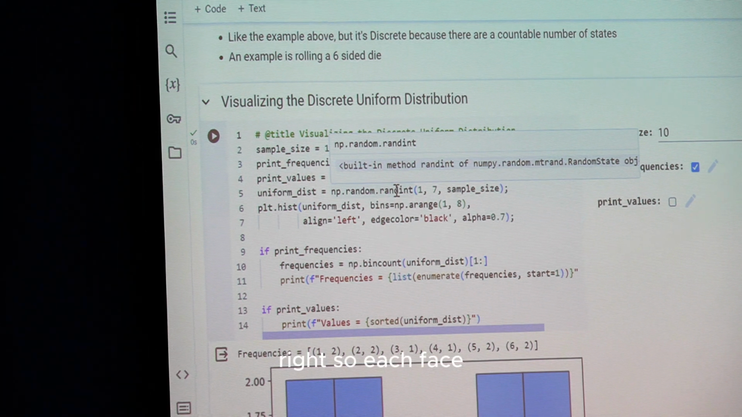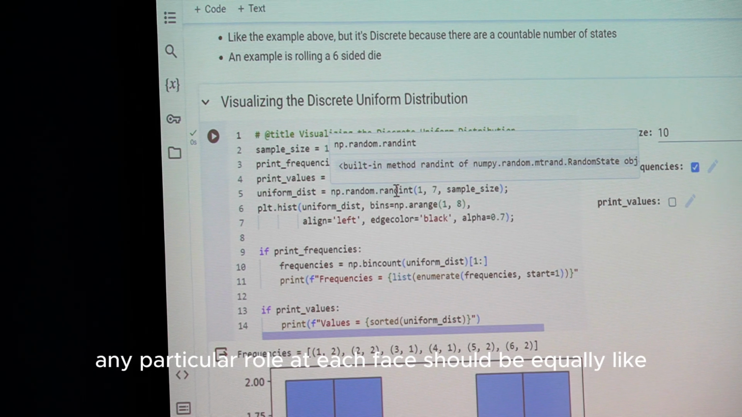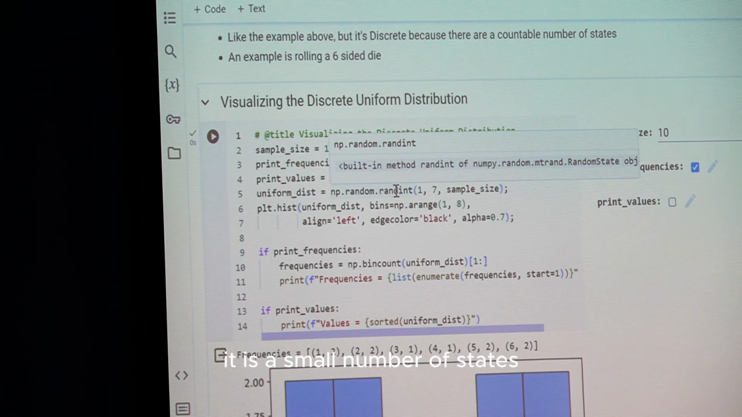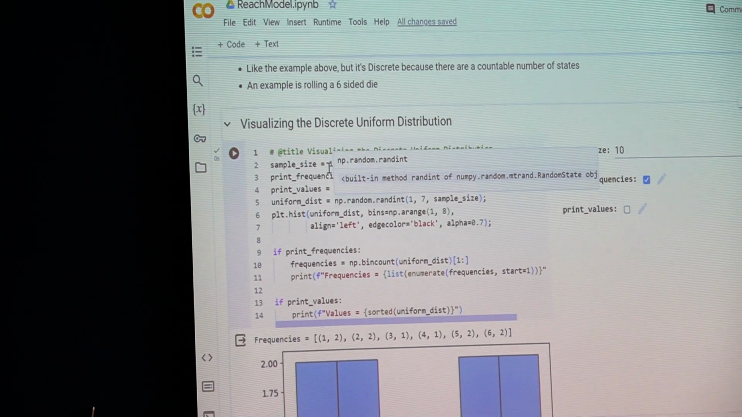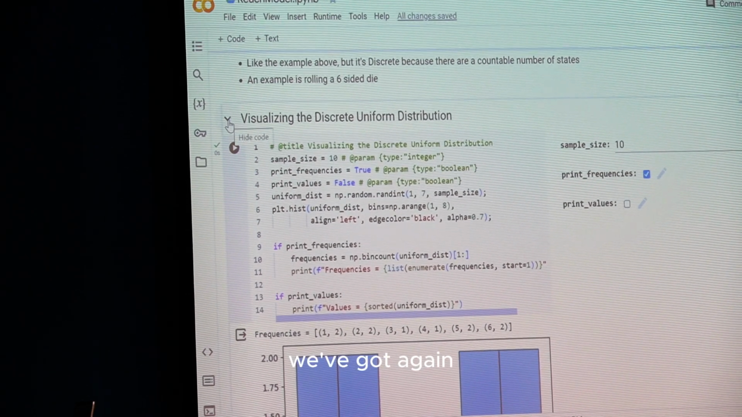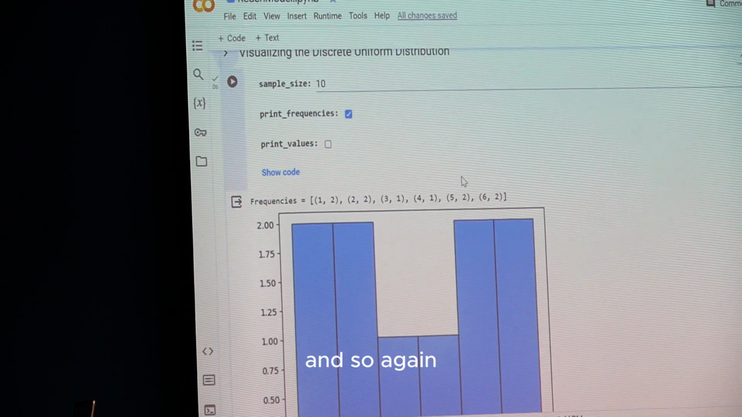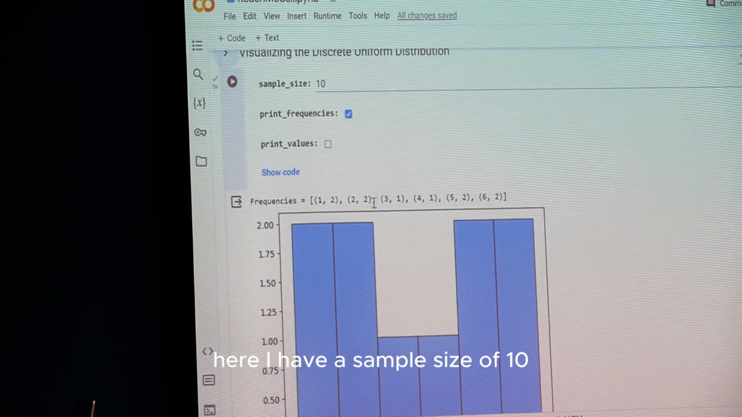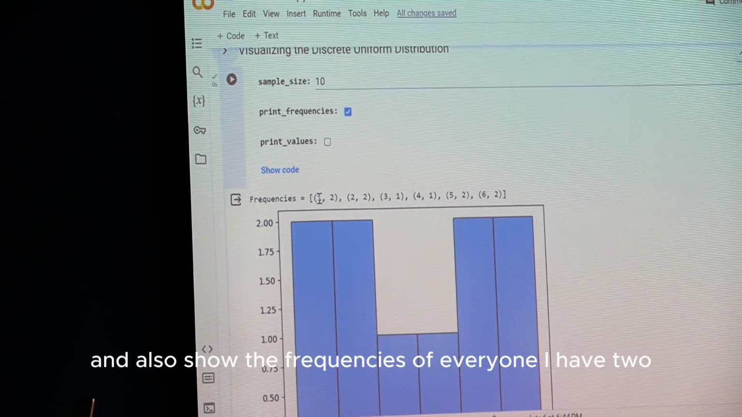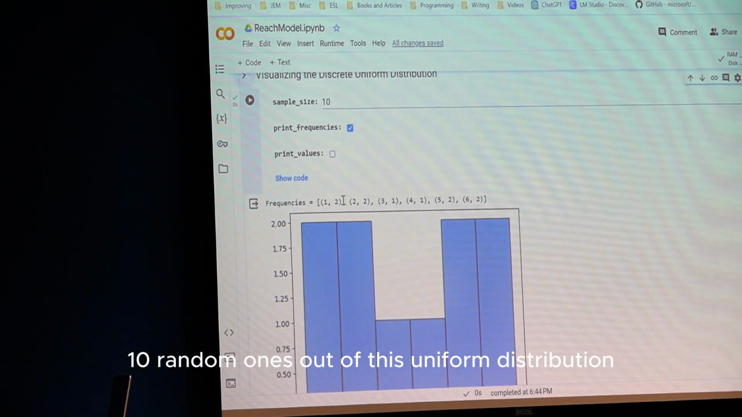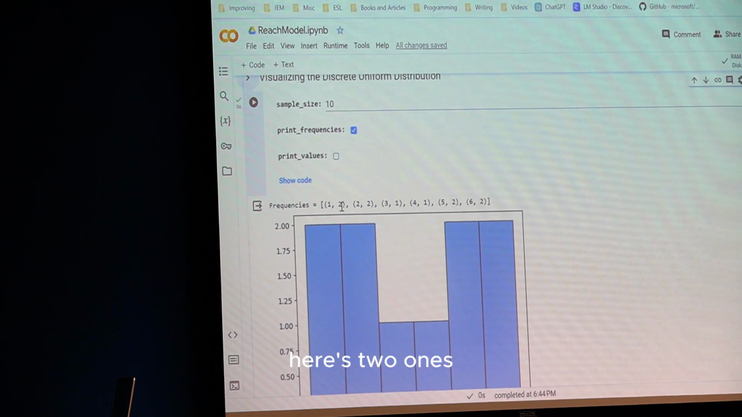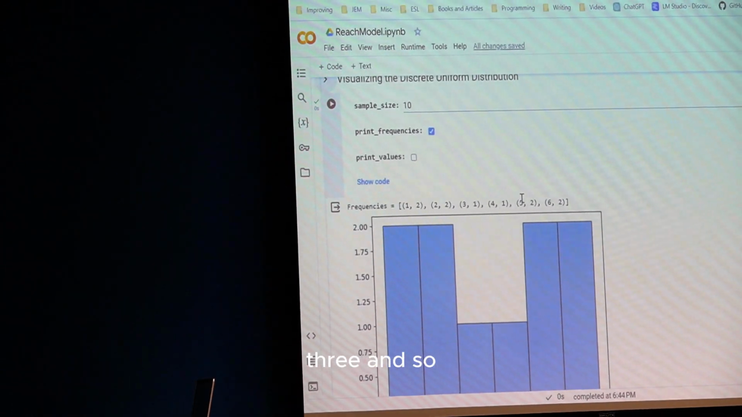Right? So for each face, the probability of getting any particular roll should be equally likely, right? And of course, it is a small, countable number of states. So in this case, we've got, again, a uniform distribution. Here I have a sample size of 10, and I'm also showing the frequencies of every one. I just say, hey, give me 10 random ones out of this uniform distribution. And it's like, okay, here's 2 1s, 2 2s, 1 3, and so on.